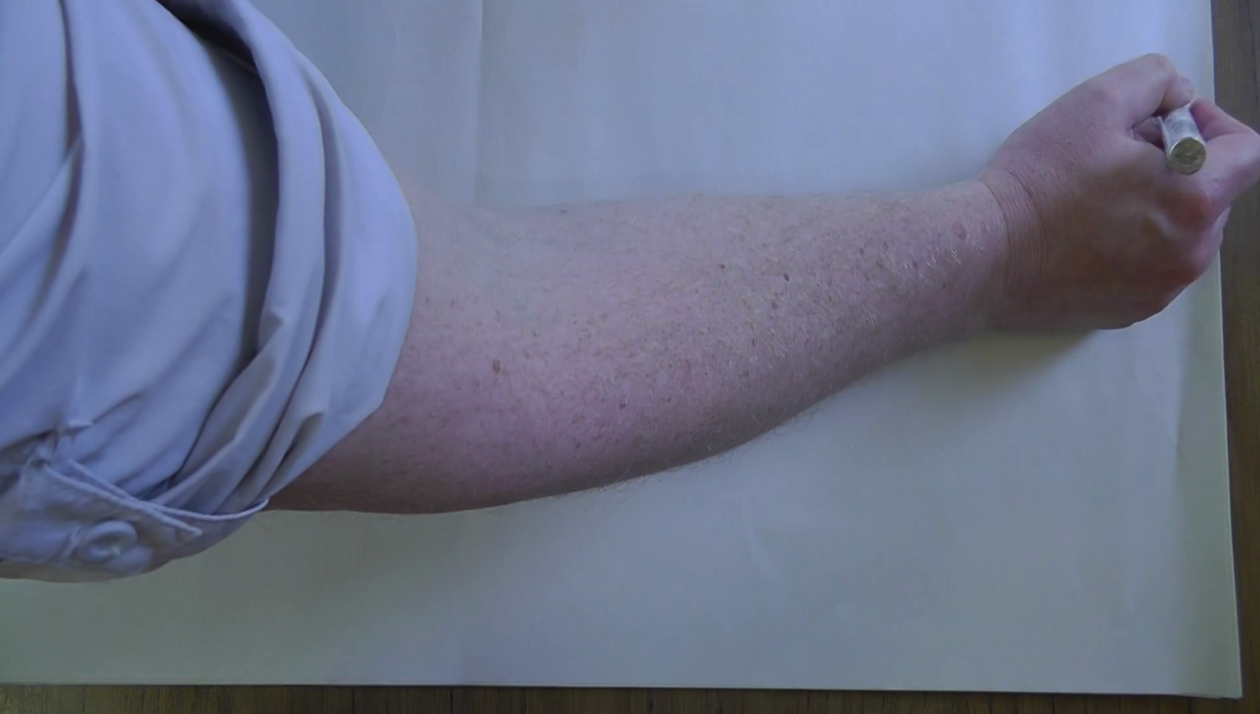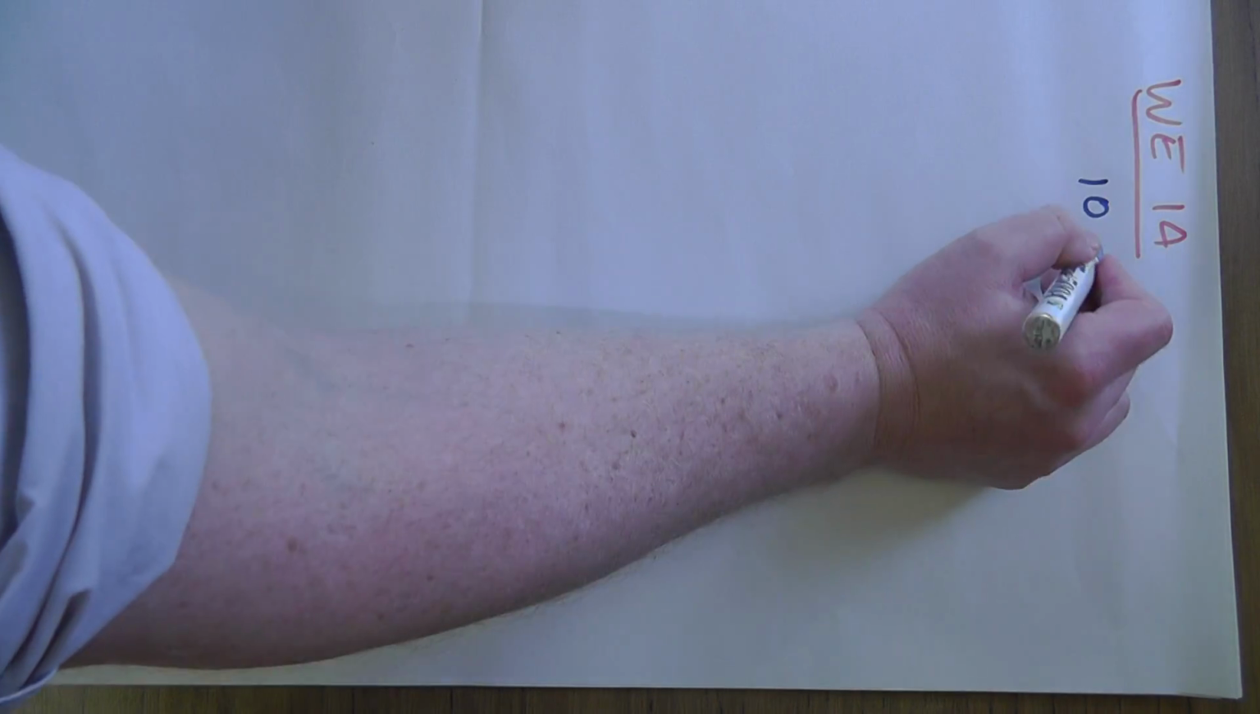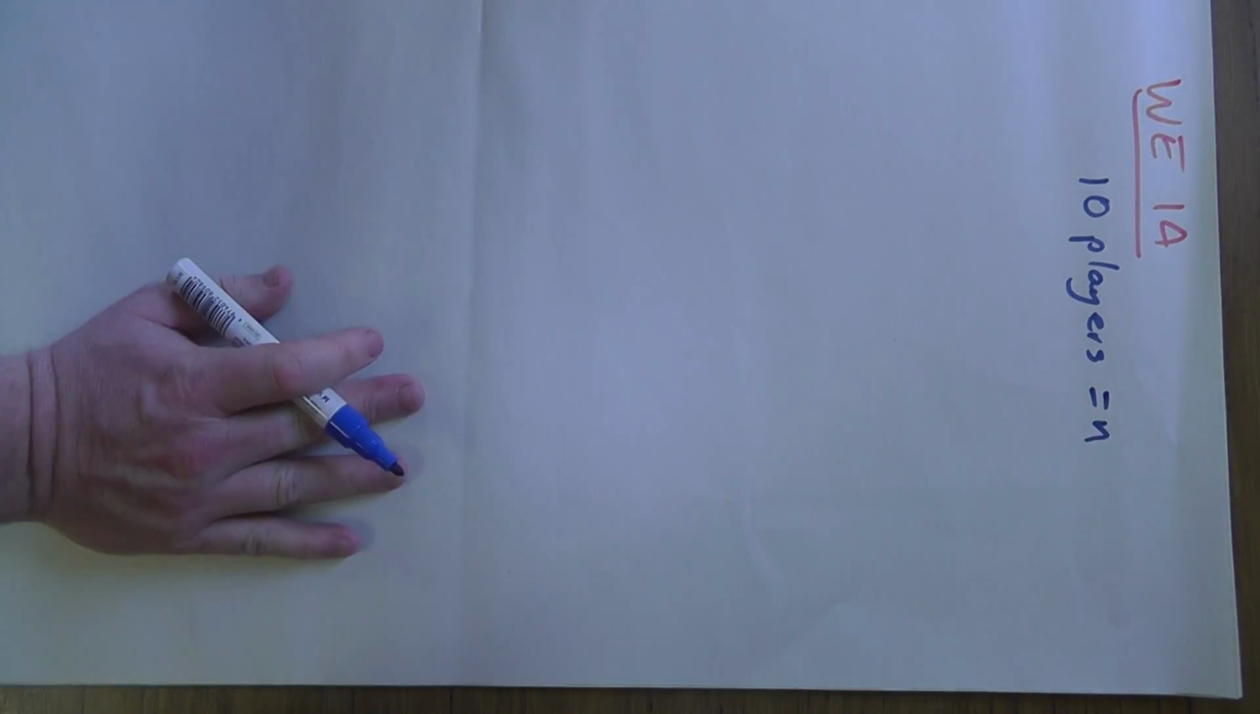Okay, let's look at worked example 14. Last one. Okay, worked example 14. Captain and vice captain are to be chosen from a group consisting of 10 cricket players. Okay, so let's have a think about this. We've got 10 cricket players. What's that going to tell you? N is 10.